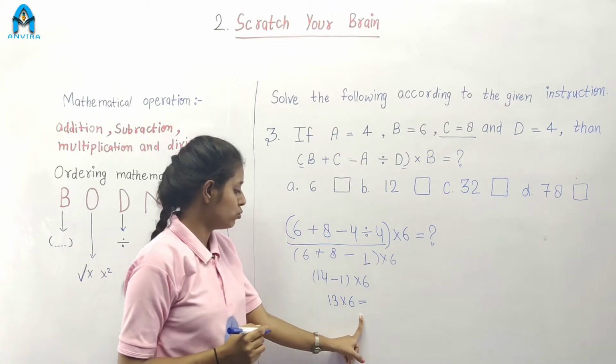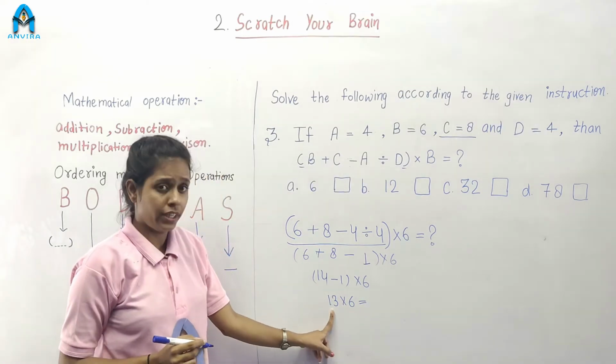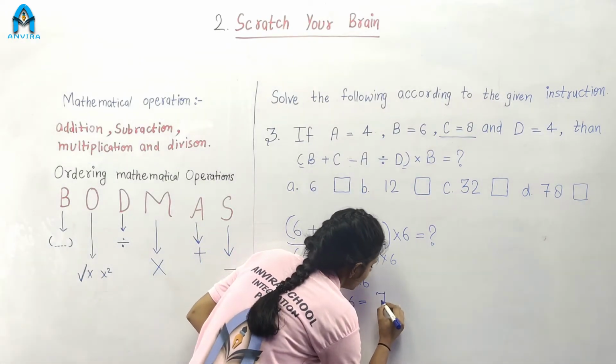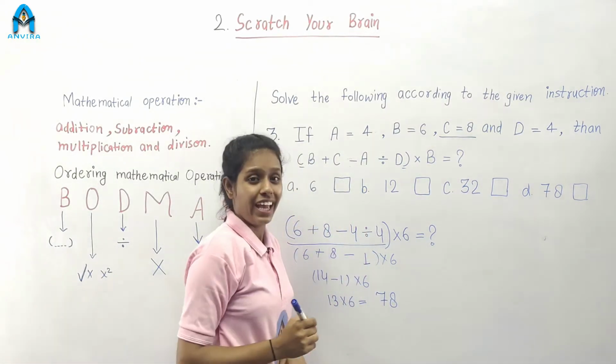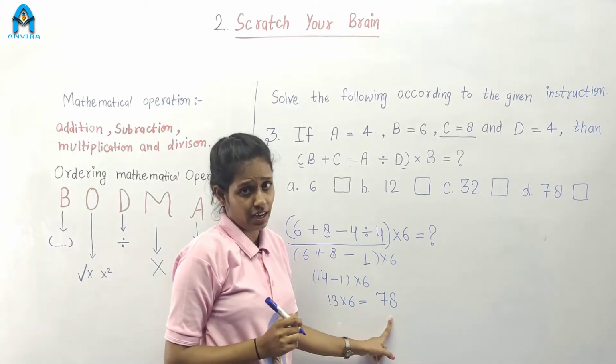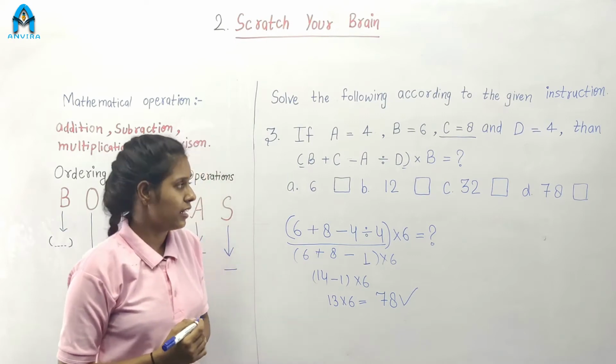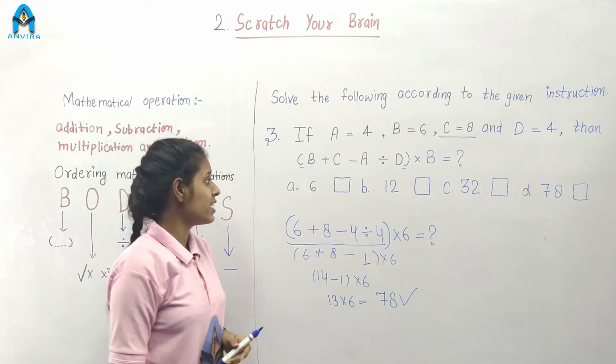Now, we have to do multiplication. 13 multiplied by 6 is equal to 78. So, our correct answer is 78. Now, find out which is our correct option.